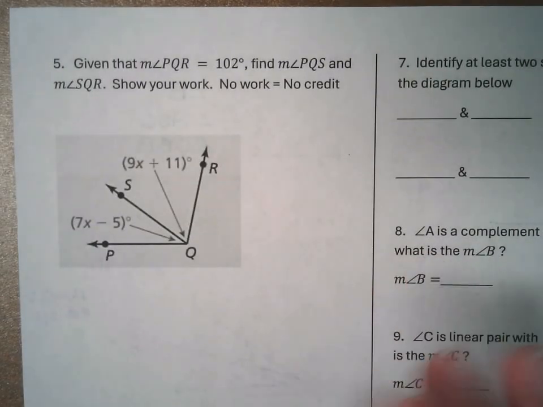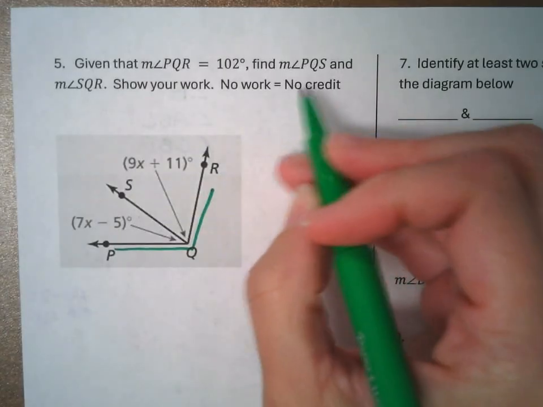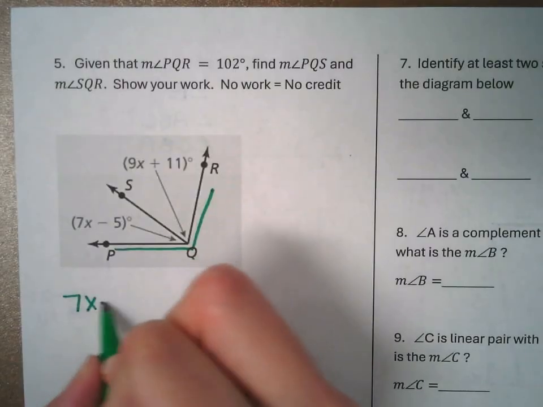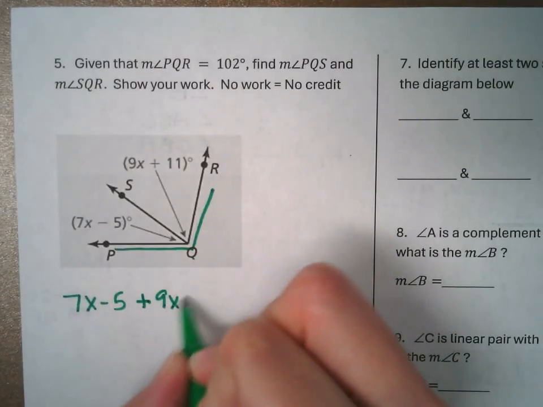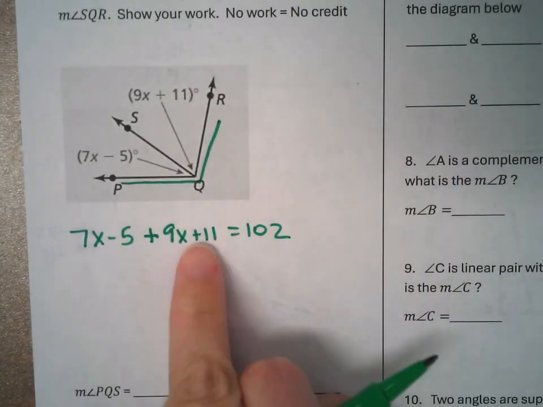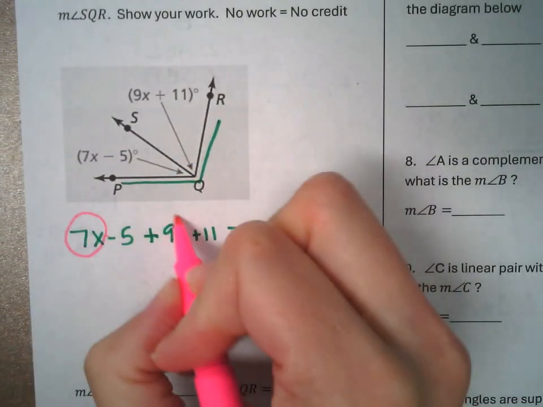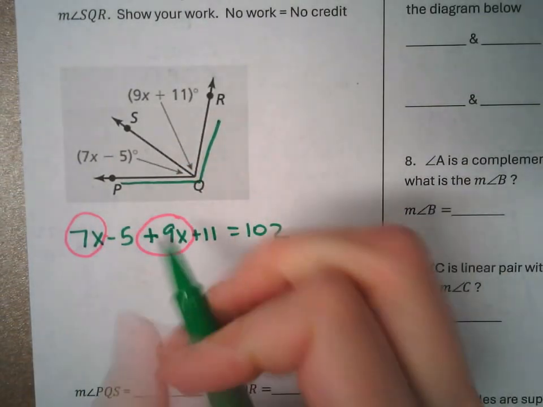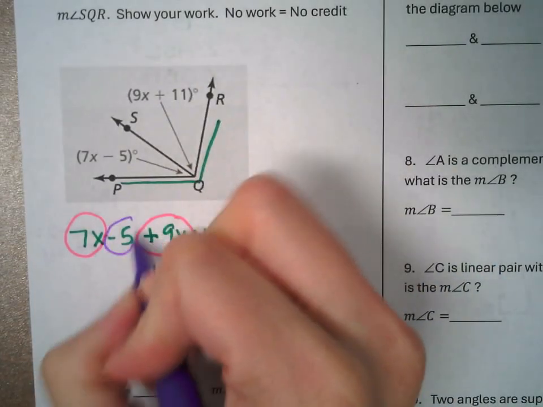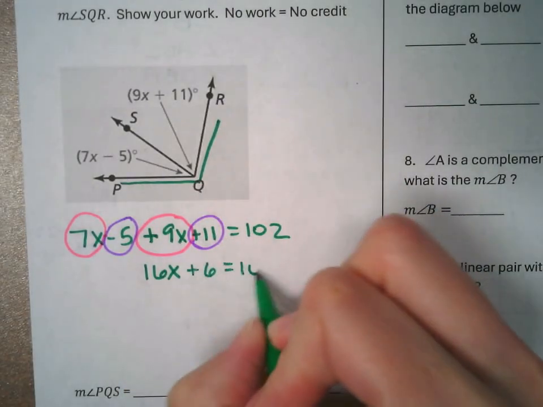All right, on the back, PQR, so this big angle is 102. Find PQS. So that means these two smaller angles add up to the total for the big angle. When we add these together, we're combining like terms. So our like terms, we're going to put the terms that have x's together. So a positive 7 and a positive 9 make a positive 16. And then a negative 5 and a positive 11 make a positive 6.